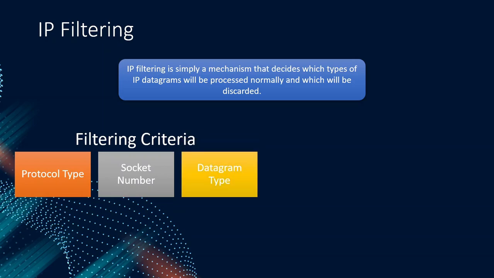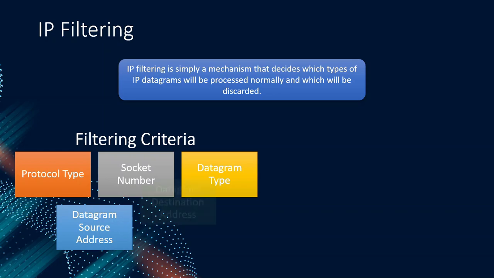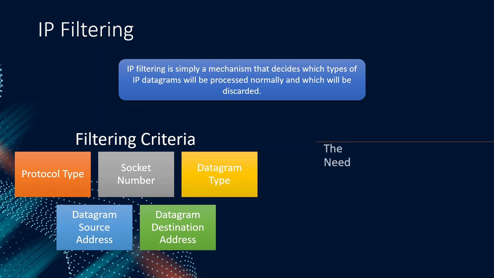Third one is datagram type. There can be different types of datagram sent over a network, like synchronization, acknowledgement, normal data, ICMP, core request, etc. Datagram source address comes next. It is just the source from which the data comes, and the datagram destination address is the destination where the data is going. But why do we need this elaborate mechanism of IP filtering?